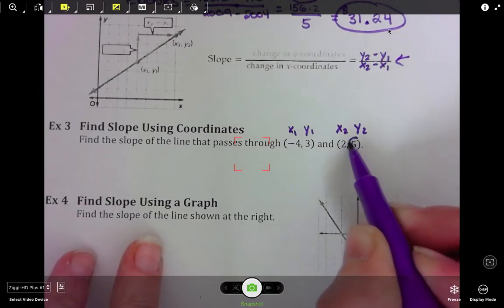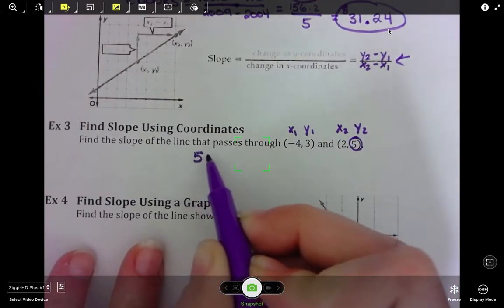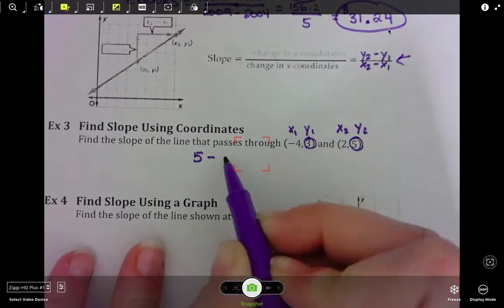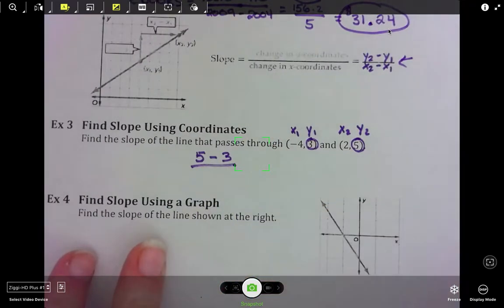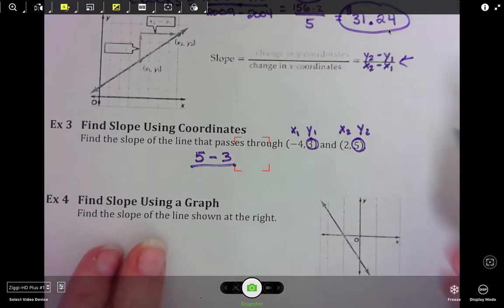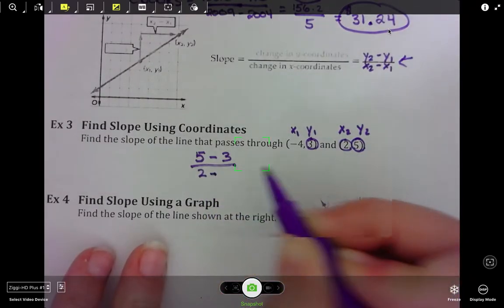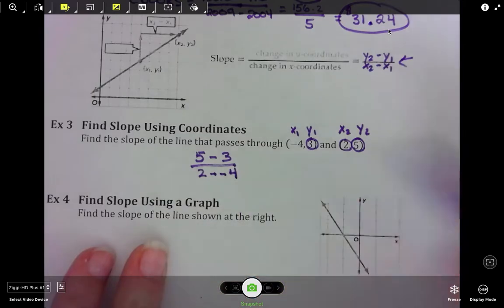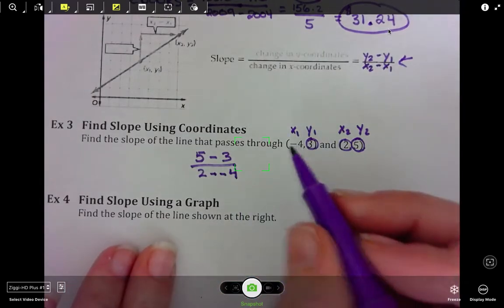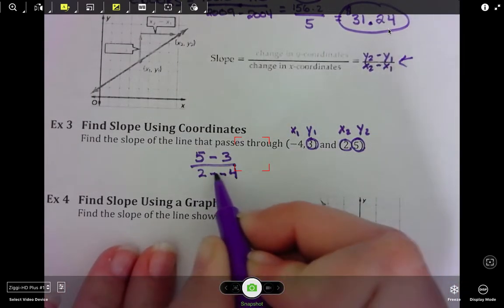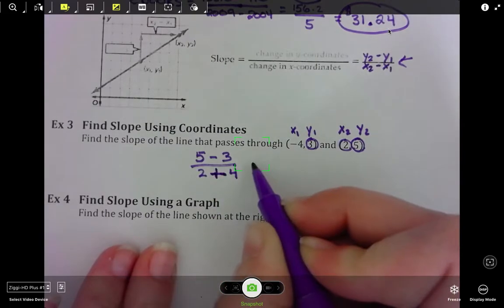So I'm going to take the second y coordinate, which is 5, and subtract the first y coordinate, which is 3. And I divide that by, or put that over, the second x coordinate, which is 2, minus the first x coordinate, which is -4. Be careful with your double negatives. You can have a double negative in there. Minus a -4 turns to +4.